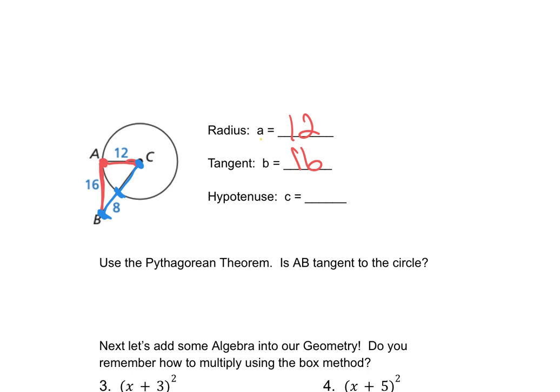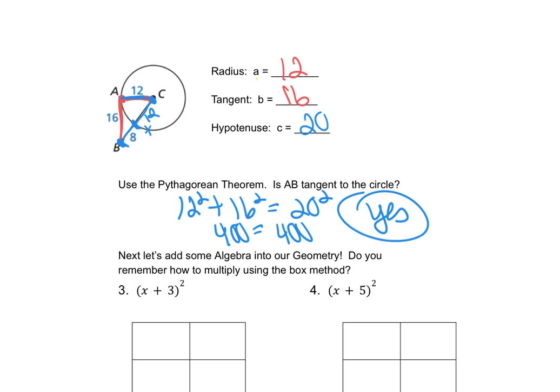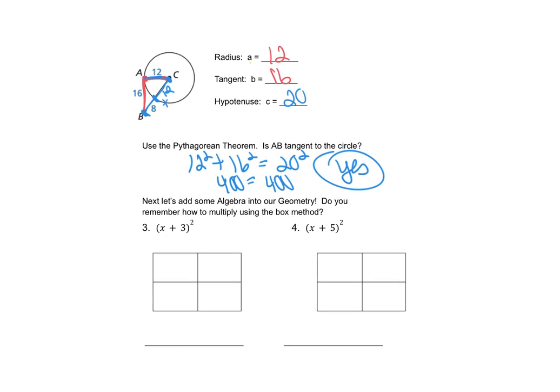And if you remember from our vocabulary, the length of all the radii in a circle is the same, which means the hypotenuse is not 8. If this radius is 12, this radius is 12 also. So our hypotenuse is going to be 8 plus 12, which is 20. Okay, so then let's do a check here. Does a squared plus b squared equal c squared? 12 squared plus 16 squared equals 400. 20 squared is 400, so yes, it is tangent. Okay? All right, so now that's just with numbers.